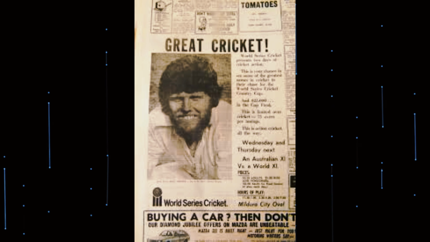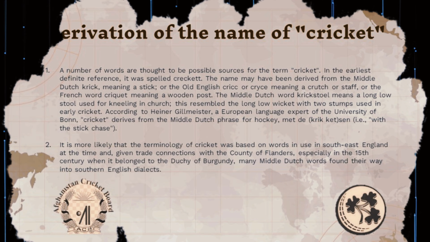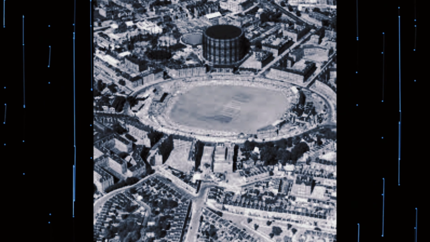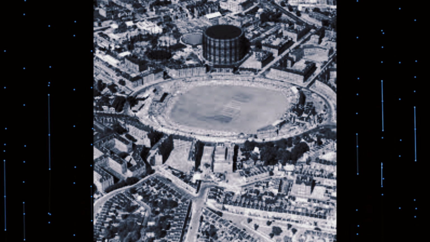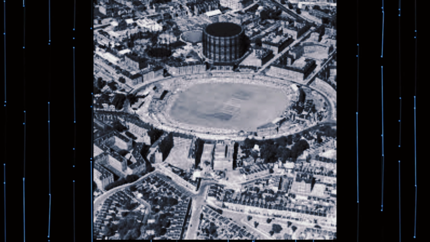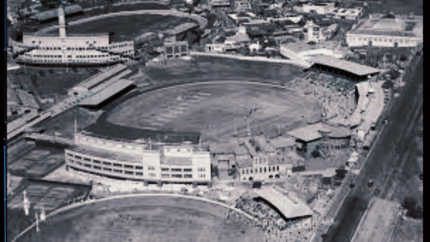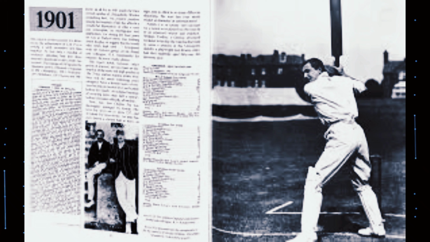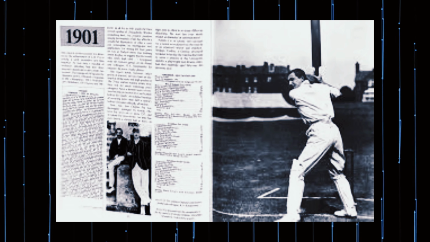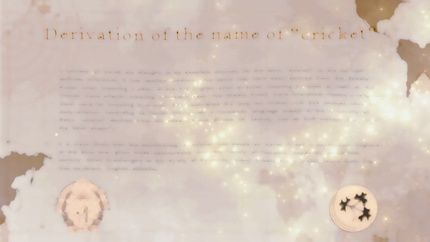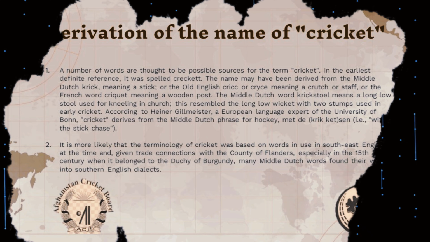Cricket's terminology reflects the influence of southeast England's dialects, shaped by trade with Flanders in the 15th century. From Middle Dutch phrases like met de krik ketsen, with the stick chase, we glimpse European exchanges. Delving into cricket's name unveils a blend of cross-cultural evolution, now immortalized in this cherished global sports history.